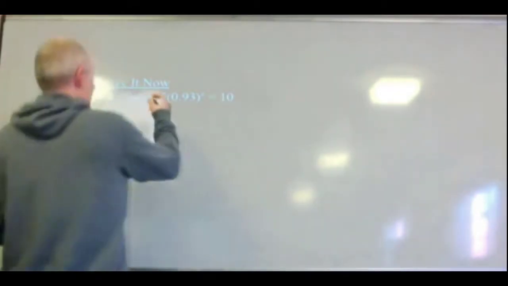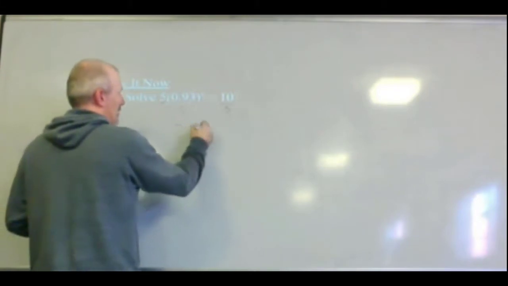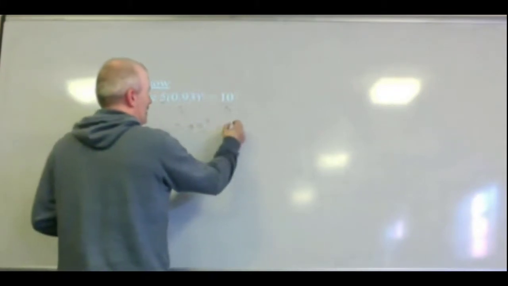So first question, are the base and the exponent isolated? No. What's there? The 5. We've got to get rid of the 5. How do we do that? Divide. Now we're trying to get rid of it. We're trying to cancel it out. So we want to divide because it is multiplied by the base and the exponent, right? So this is 5 times. If we want to get rid of it, we divide. So the 5 cancels, and now we have 0.93 raised to the x power equals 2.